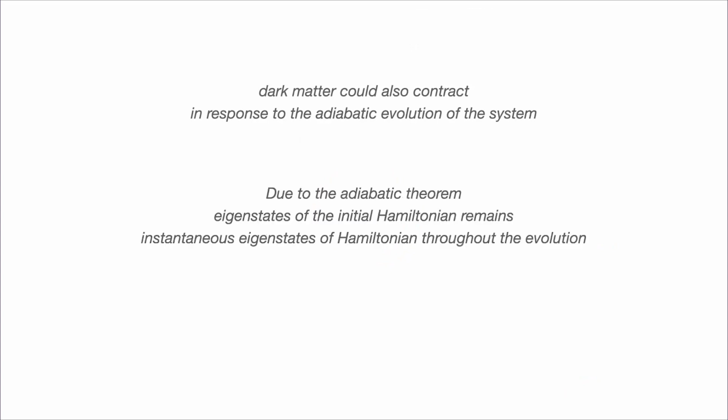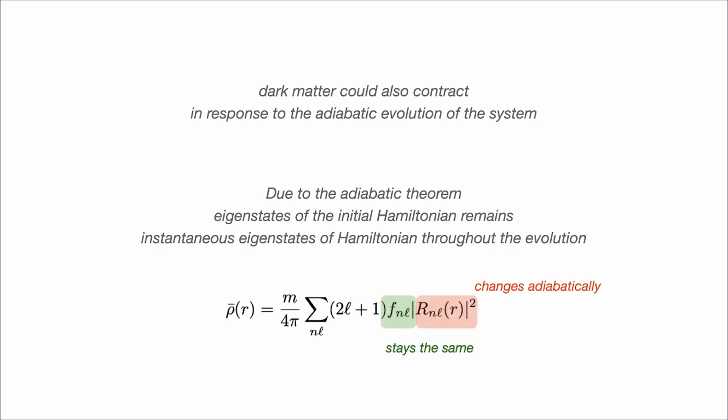The same argument also goes for dark matter. Whenever there is adiabatic growth of the central black hole or a collapse of a molecular cloud in an early dark matter halo, the dark matter also should contract in response to this adiabatic evolution of the system. Because of the adiabatic theorem that we all learned in quantum mechanics courses, whenever the Hamiltonian changes adiabatically, slower than any characteristic frequency, the system tends to stay in an instantaneous eigenstate, and its wave function follows smoothly the instantaneous wave functions. So in this picture, the occupation number will remain the same because they remain in an instantaneous eigenstate, but the wave function will change adiabatically in response to the adiabatic change of the whole system.